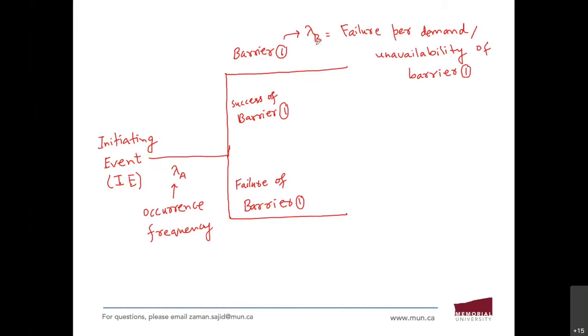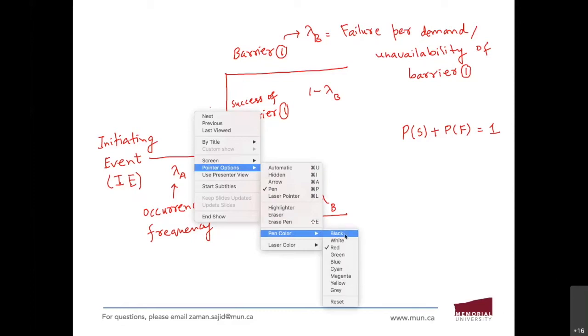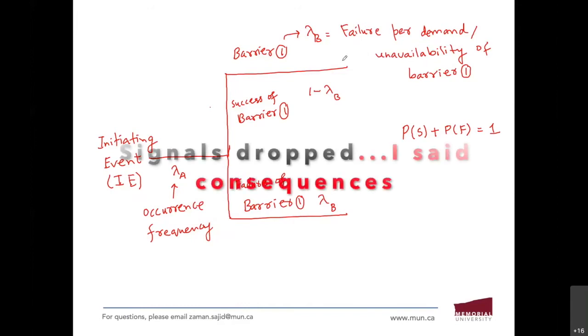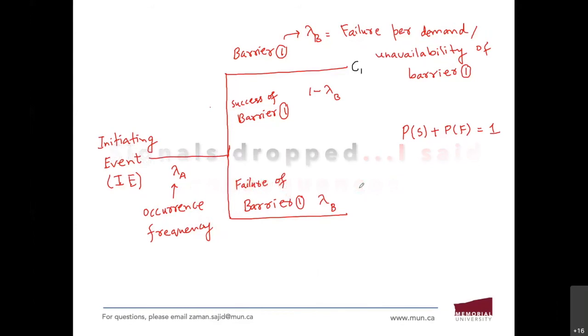Now, if this is the failure here, the probability assigned to the failure of the barrier will be lambda of b. And as we know from our previous work, if you have the probability of success and the probability of failure, we add up both probabilities and they should equal 1, because there are two events here. So the success probability will be 1 minus lambda of b. Now the outcomes of the barriers are my consequences: this is consequence number 1, and this is consequence number 2.